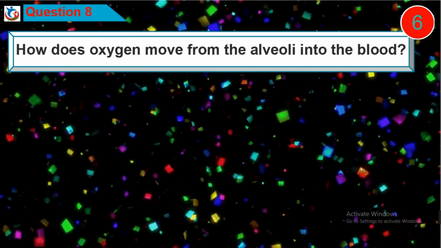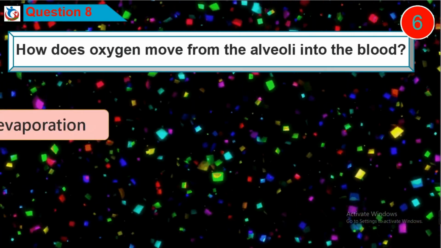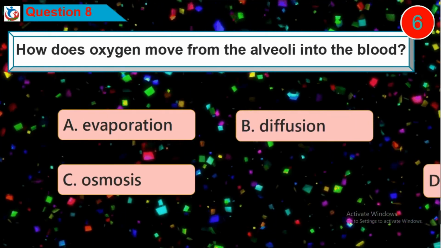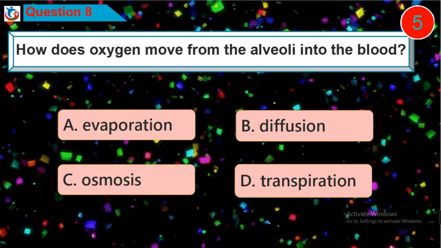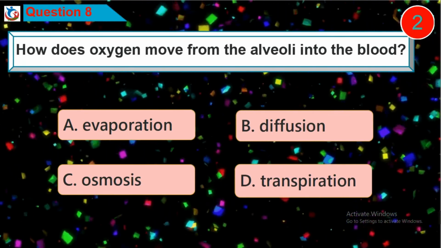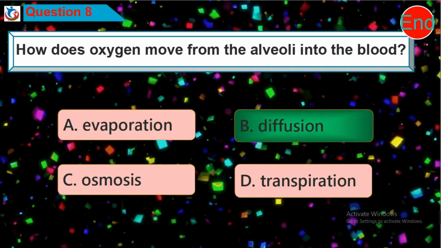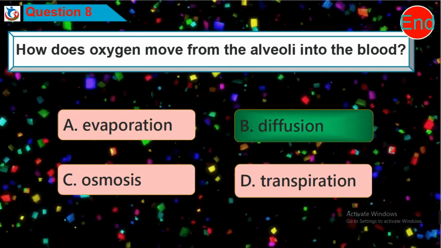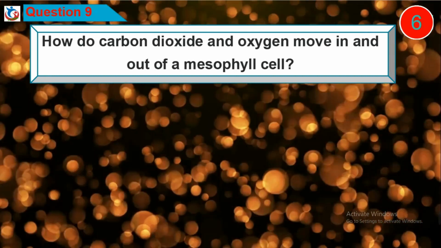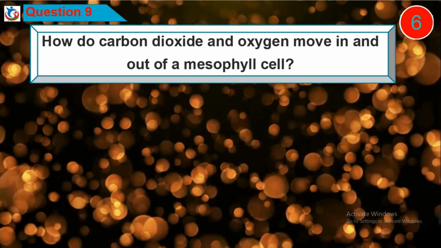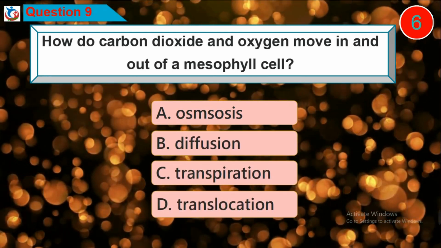Question 8. How does oxygen move from the alveoli into the blood? Is it option A, B, C, or D? Question 9. How do carbon dioxide and oxygen move in and out of a mesophyll cell? Is it option A, B, C, or D?